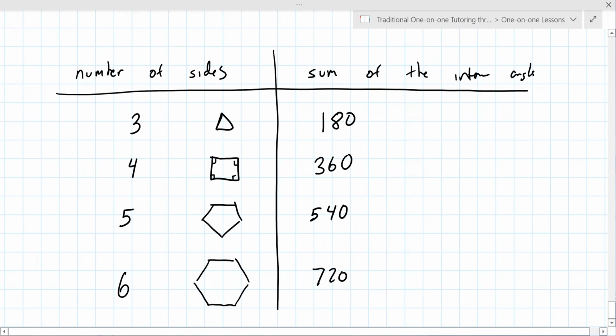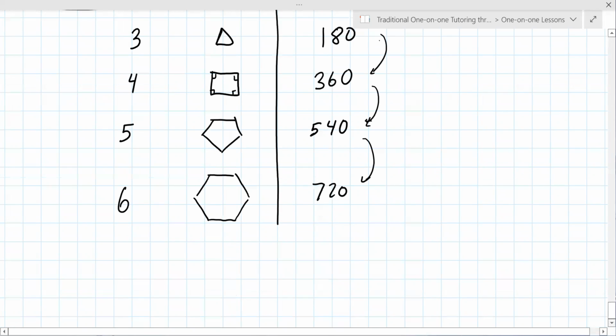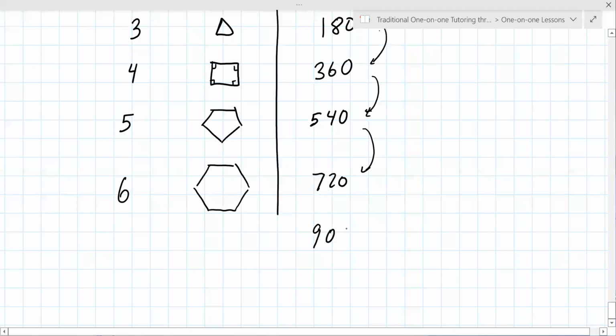So do you see a pattern? Do you see a pattern in these numbers on the right? They're all like 2 from each other. Okay, yeah, that's true, but that doesn't always work.